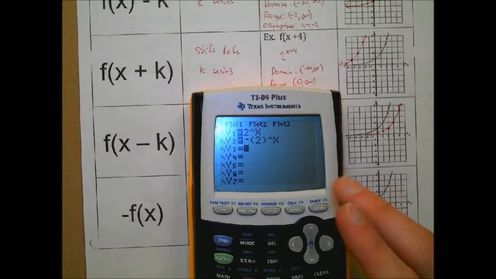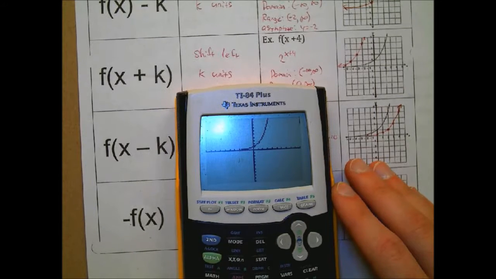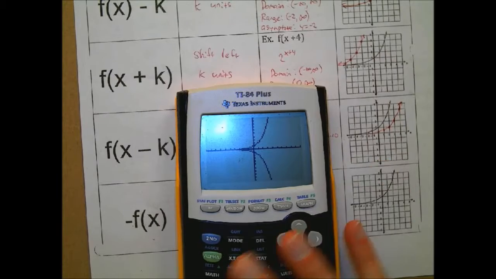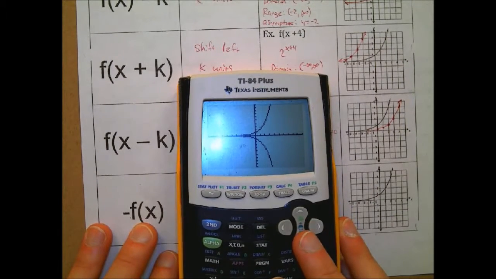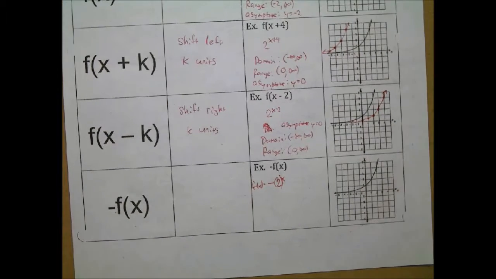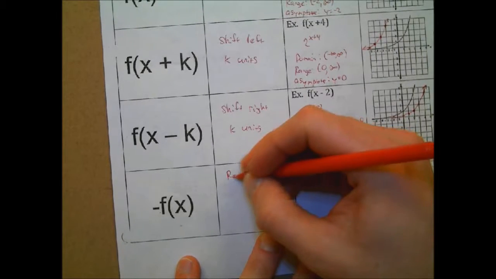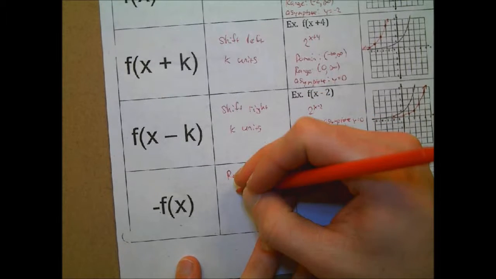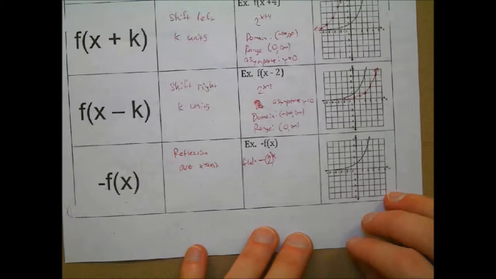Okay, and graph it. Okay. So there's 2 to the x, right? Normal exponential function, and there's negative 2 to the x. Yeah, it creates some sort of fun shape there, you know? Like a horn. All right. So, this is a reflection over the x-axis. Okay?